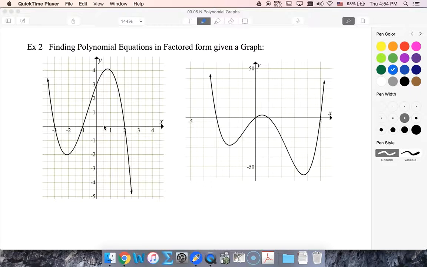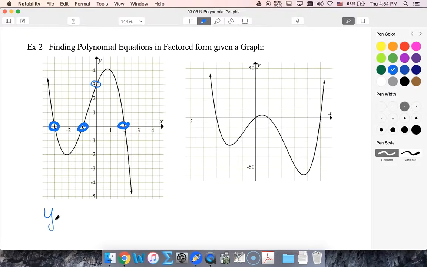All right, students, in this example, we're going to look at connecting our roots with coming up with the equation of a polynomial. So I can see in this graph that my graph goes through -3, -1, and 2. I can also see my y-intercept is up at 3.